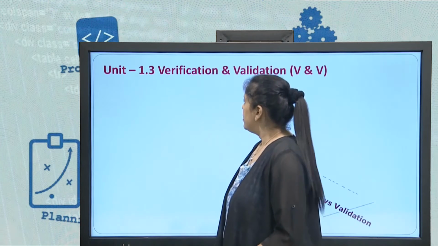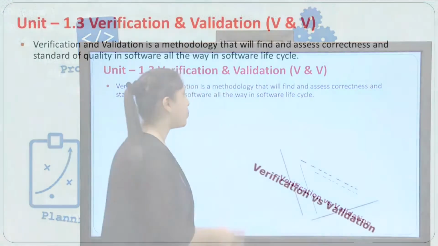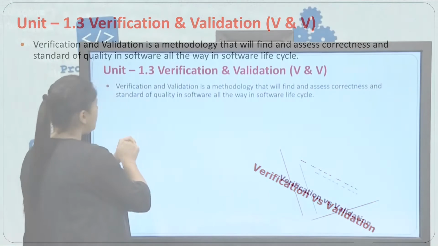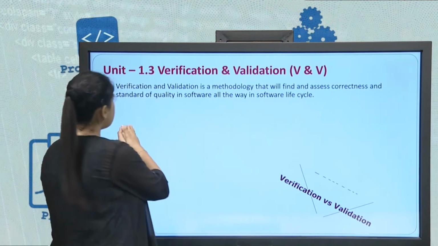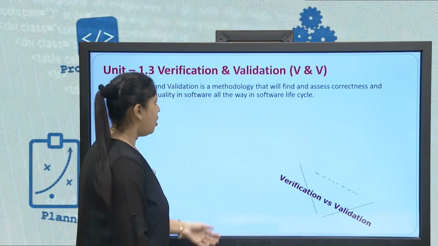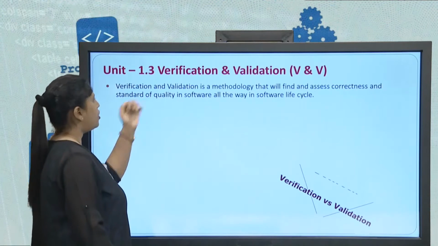Next is verification and validation. We generally refer to this as V and V. So, verification versus validation. What is verification? What is validation? They are actually different terms, and they are called methodologies. Verification and validation is a methodology that will find and assess correctness and standard of quality in software all the way through the software life cycle.